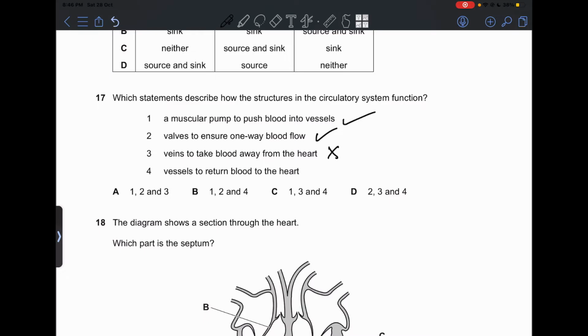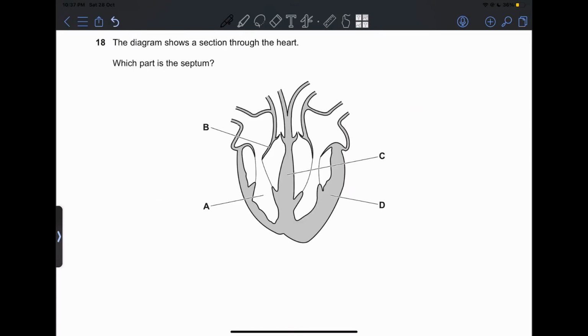Vessels to return blood to the heart. This is the veins actually, not the arteries. So also this is a correct answer. So our answer is going to be B.